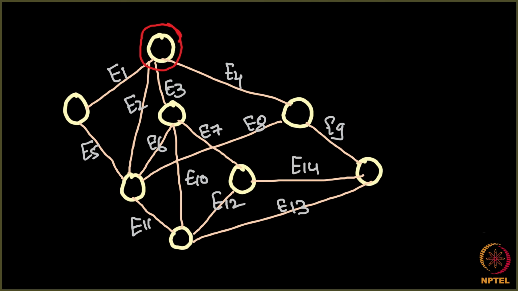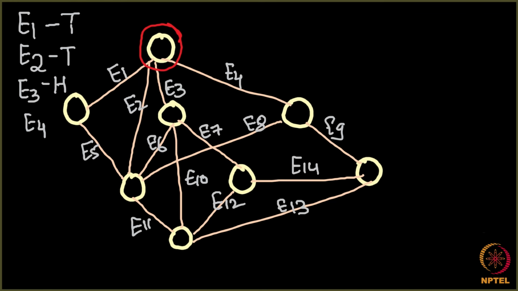What I am going to do is, instead of running this process time wise, flip 14 coins, one for each edge. So first I flip a coin for this edge E1, and let's say I see a tail. Then I flip a coin for E2 and I see a tail. E3, let's say I get a head. E4, let's say I again get a head.